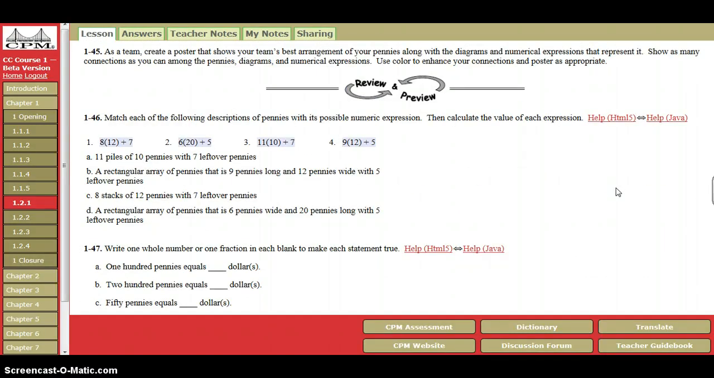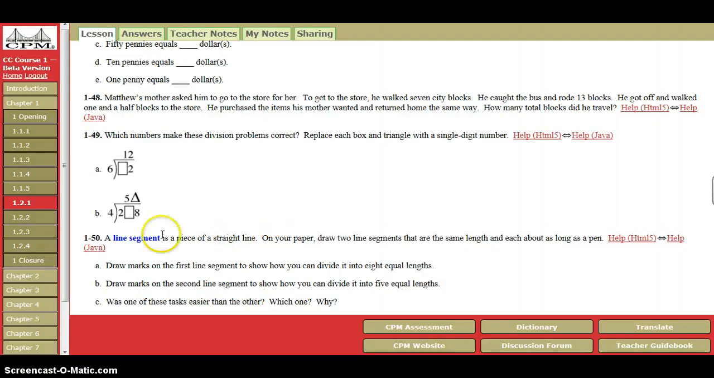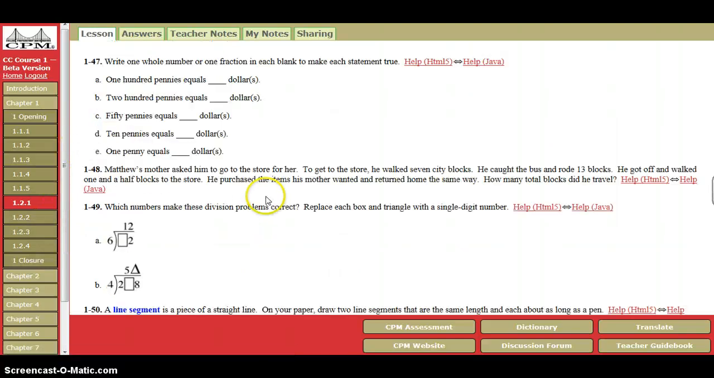The review and preview today will be going through question 146, as you see right here, question 147, question 148, which is the word problem right here, and then also question 149A, which you see right here.